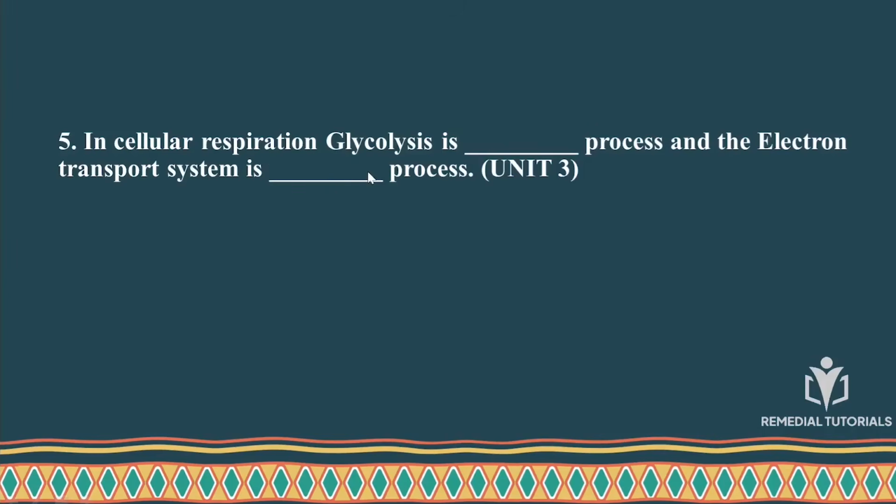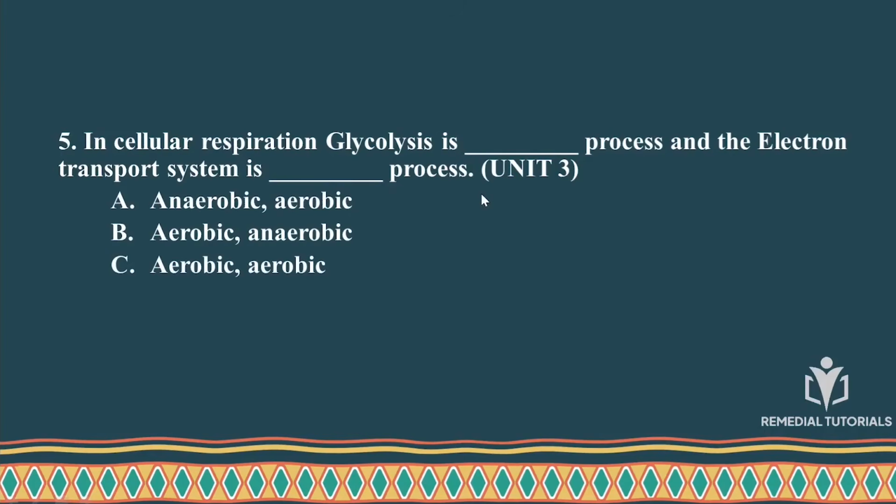Question 5. In cellular respiration, glycolysis is a dash process and electron transport chain is a dash process. Unit 3. Options: anaerobic, aerobic; aerobic, anaerobic; aerobic, aerobic; anaerobic, aerobic.